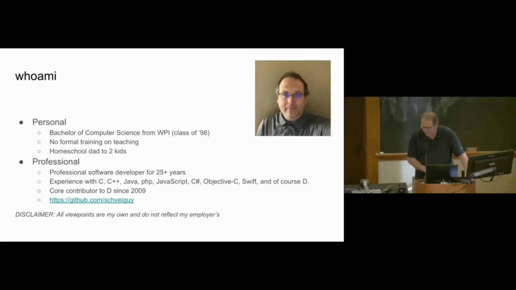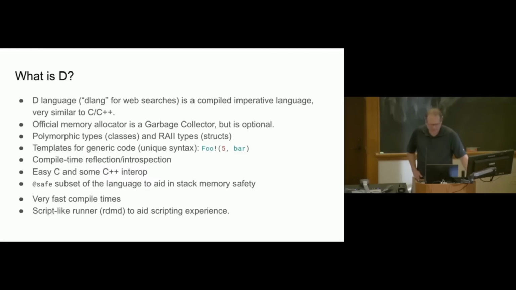So let's start out with what the D programming language is. Use Dlang for searches if you want to search for stuff on D. It's a compiled imperative language, very similar to C and C++, and a bunch of languages in that vein like Java and Swift. The biggest difference is the official memory allocator is the garbage collector, but that's optional. You don't have to use the garbage collector when you're using D.